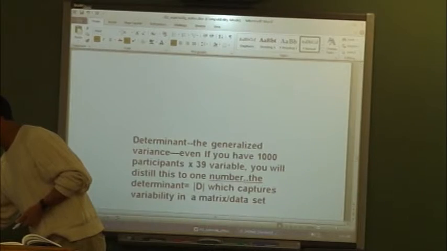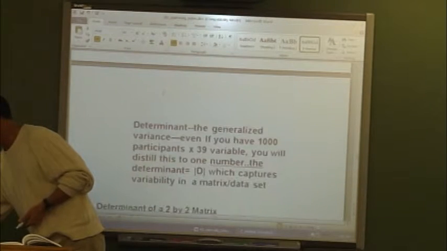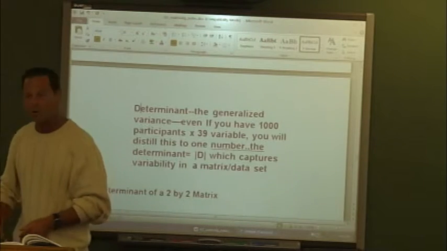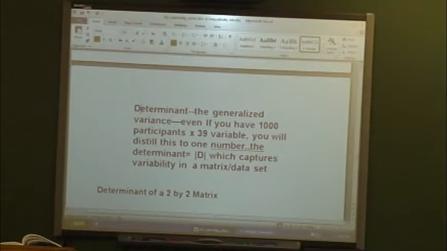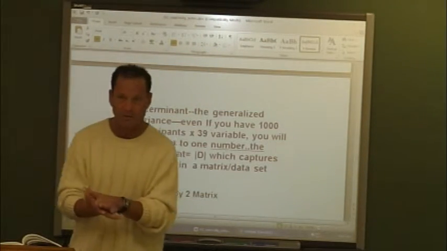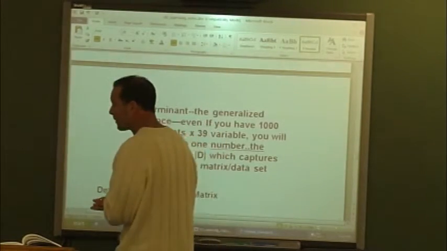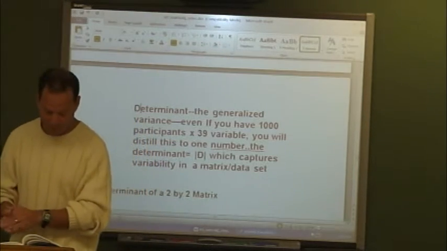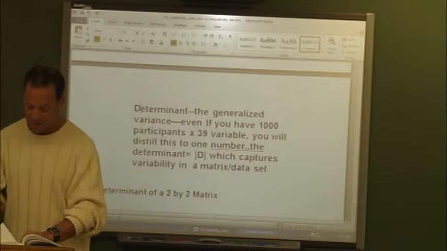Which leads us to the determinant, the generalized variance. Now that you know how to multiply matrices, how to get sum of squares cross products, and how to get a variance-covariance matrix, you can get a correlation matrix. The determinant is used a lot to define matrices. We haven't gone into division yet.